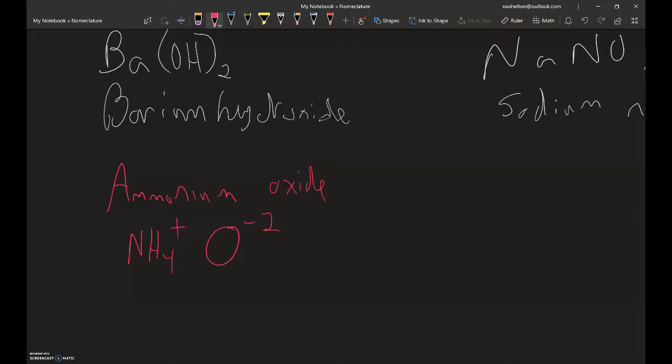We can see that the charges are not balanced. The question is, how many ammoniums are you going to need to balance out the charge on the oxygen? Since ammonium is only +1 and oxygen is -2, you're going to need 2 ammoniums for every 1 oxygen. So we're going to put the ammonium ion into the parentheses with a subscript of 2, and then we'll have oxygen on the outside. And so that would be the formula for ammonium oxide.